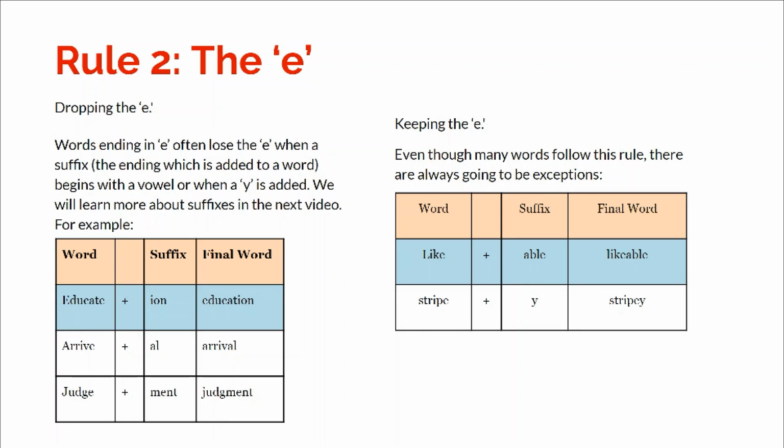However, there are some times when you'll keep the E. Even though many words follow the rule where you drop the E, there are going to be some exceptions. For example, the table on the right has two words, like and stripe. Like plus the suffix able becomes likable, but the E is kept in the word, and the word stripe becomes stripy, and the E is kept once again.